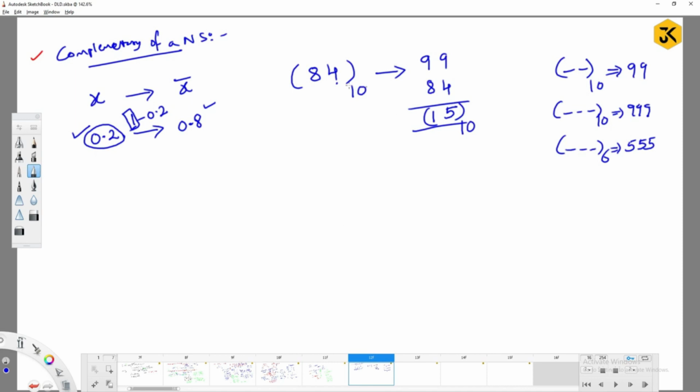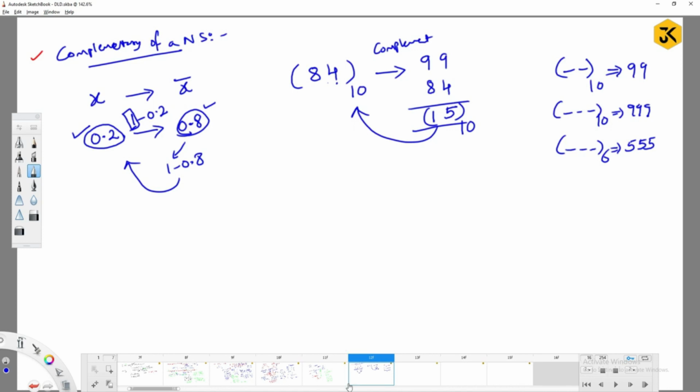Right? Meaning that I can write 84 in another form as 15 base 10. If I would like to get the complement of this again, you can simply subtract 15 from 99, and you will get 84 back. That is what, right? If you know 0.8, if you subtract 1 minus 0.8, again you are going to get 0.2, right? So this is the way you can find out its complement.